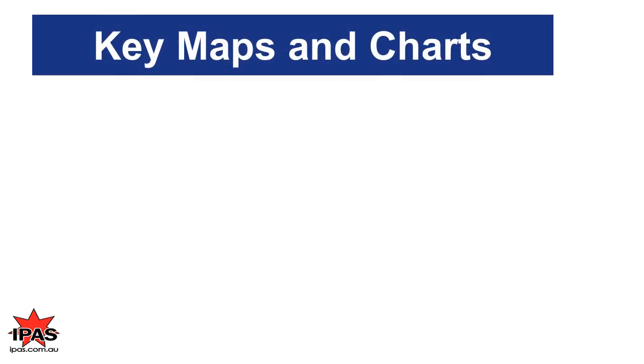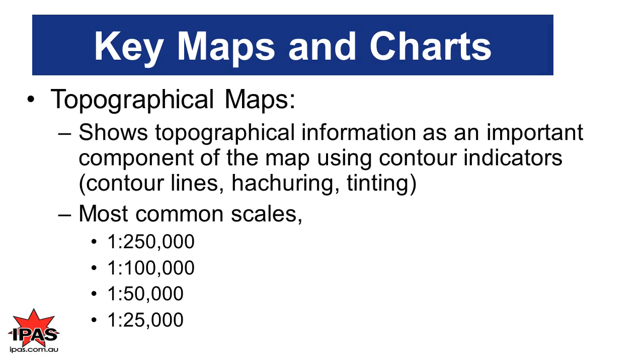Some key maps and charts that we're concerned with. Well, topographical maps, or topo maps, show topographical information as one of the most important components of the maps, and it uses various things such as contour lines, hatching, which is cross-hatching, shading, and tinting, which is use of colours. The most common scales for topo maps are as shown there, 1 to 250 thou, 1 to 100 thou, etc., with 1 to 100 thou being one of the most common.